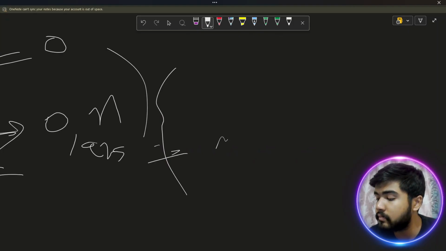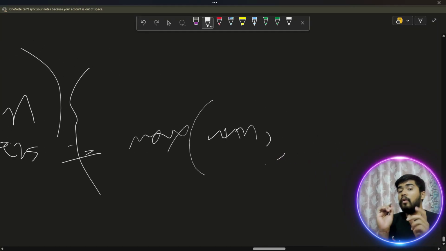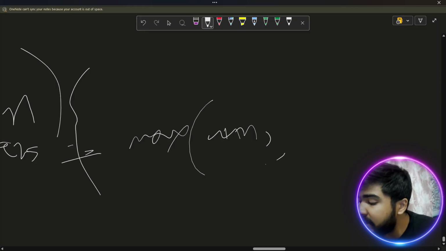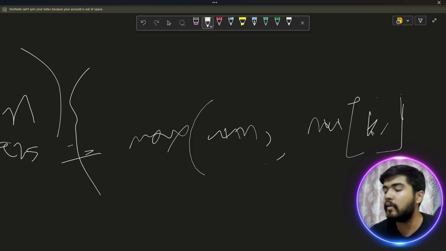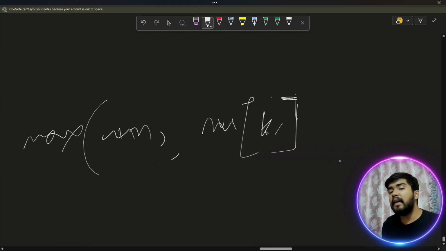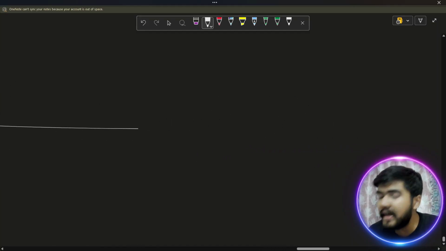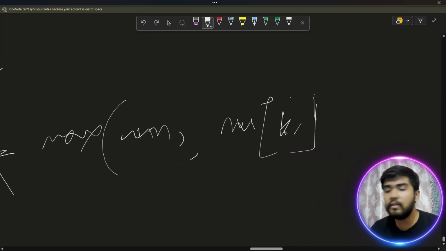We are going to maximize our answer with the max of answer and what is the k value? Let's suppose that is our nums of k. That is our nums of k, right? Nums of k into gap. Gap means what? Because you guys are able to understand, right? Because gap we just pre-calculated.